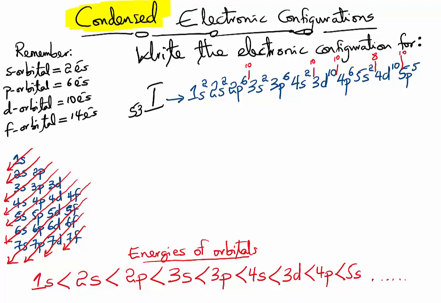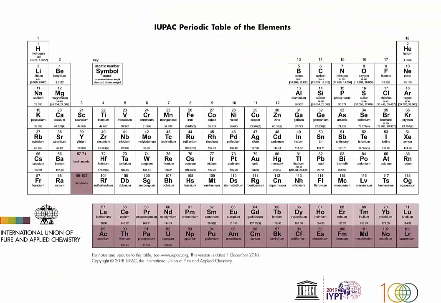To do that, we will need to look at the periodic table. On the periodic table, we would first need to look for the noble gas that comes before iodine. Let me repeat. We will look for the noble gas element that comes before iodine. In this case, we're talking about krypton. And krypton has 36 electrons.